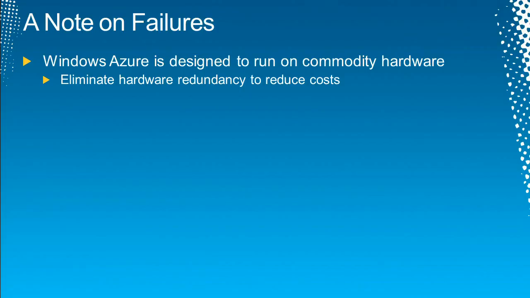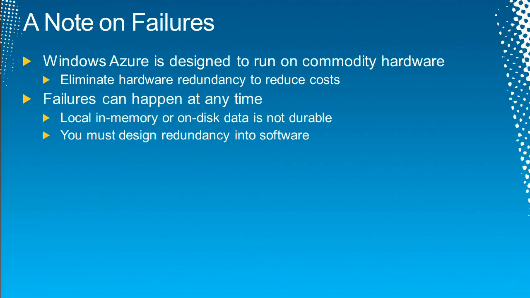We strip out all redundancy. We don't use RAID. We don't use dual network connections. We don't have dual power supplies. All that stuff is gone because we want to make the hardware really cheap so that we can pass on the savings to our customers and offer them a low price for the compute, storage, network, and other resources that we sell. As a result, because this is commodity hardware and it's not redundant, we expect that your software will have redundancy built into it, so that if something fails, you can recover from it.